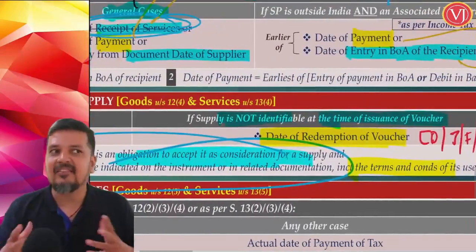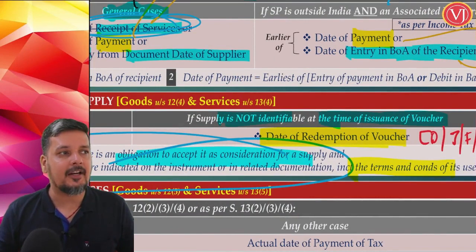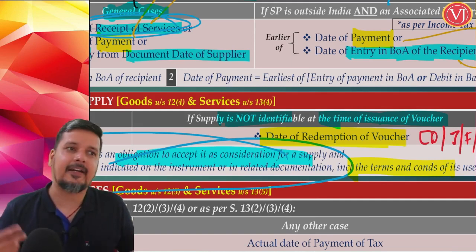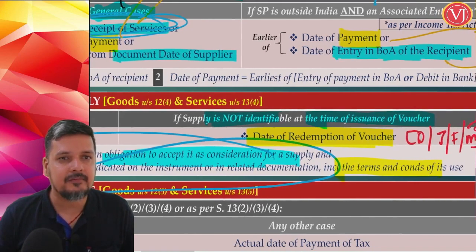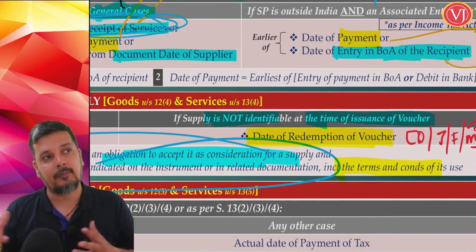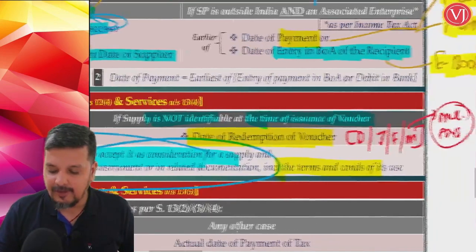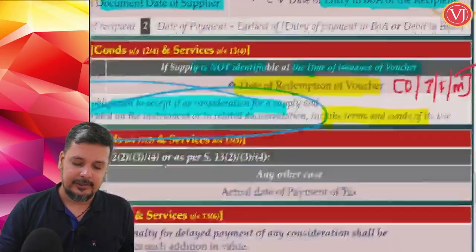When supply is not identifiable, Big Bazaar has got the advance from Tata Limited in December month and issued the voucher, but employees are using it at different points of time and Big Bazaar does not know which employee, what item, what rate. Then it is the date of redemption of voucher. So you'll have multiple answers. Few employees in December, few in Jan, Feb, etc. One answer or multiple answers? Multiple answers. Done.